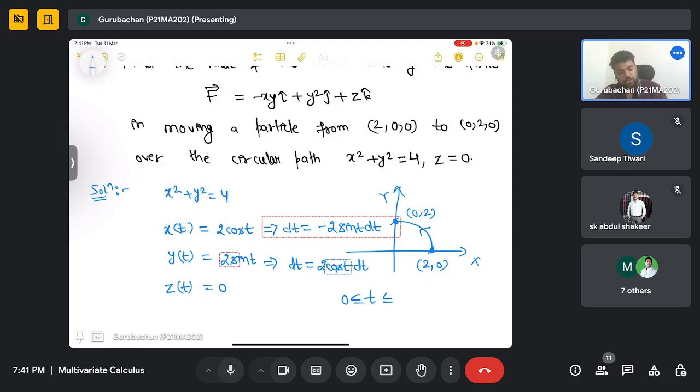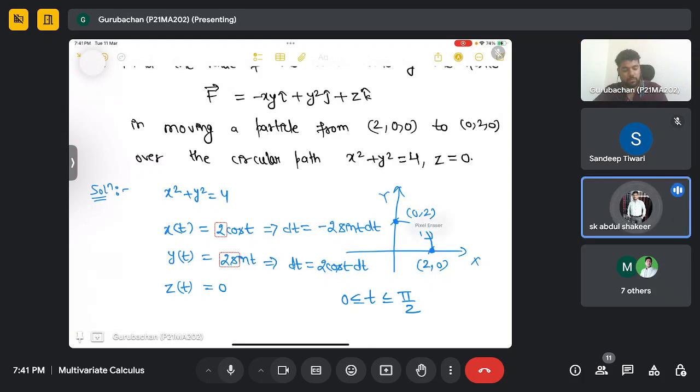T will be 0 to pi by 2, since we are moving from here to here. Suppose we have the opposite direction, then it would be pi by 2 to 0. Good one.